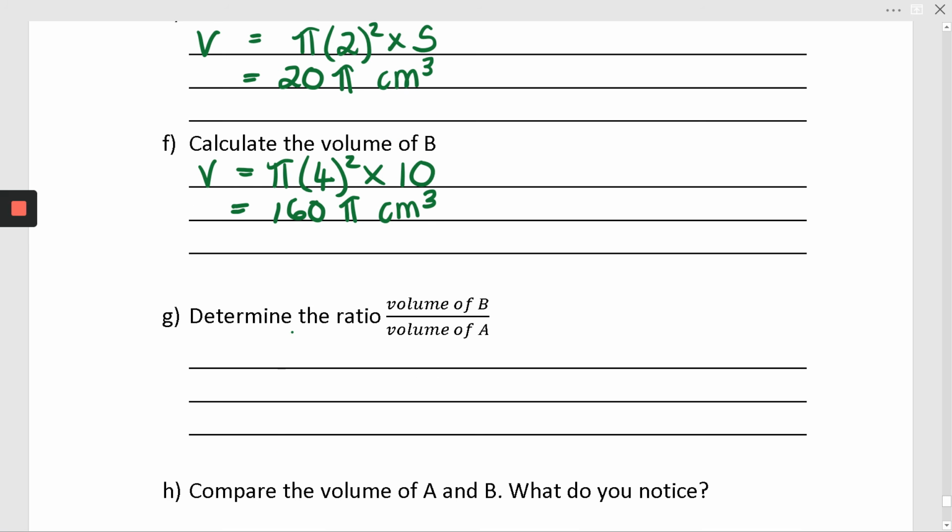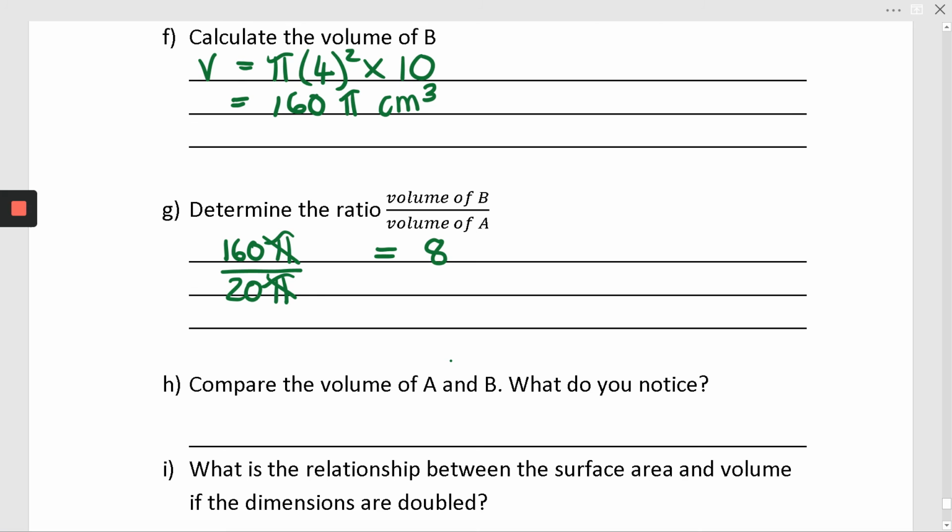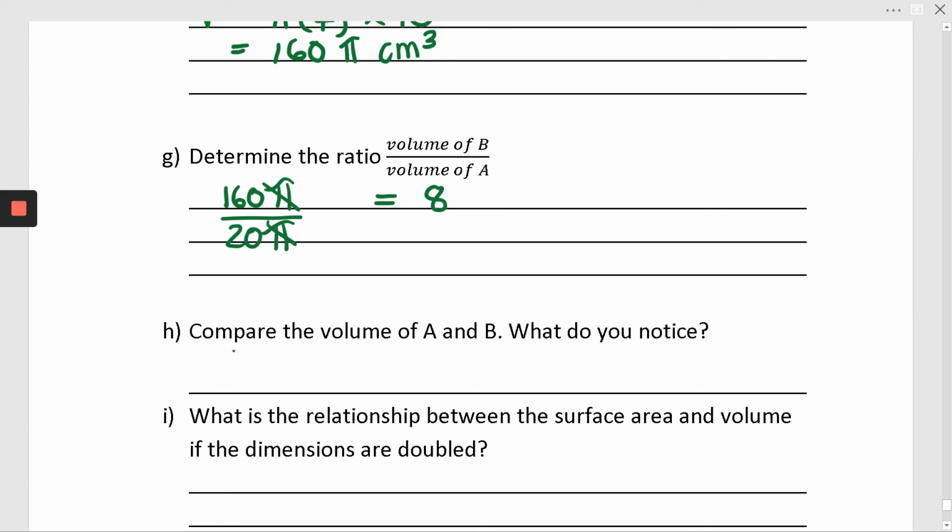Now if I do this ratio, look what happens. I end up with 160 pi over 20 pi. Those will cancel. Can you see the answer? 160 over 20, it's 8. So you double the measurements and you end up with something that is 8 times. That is so much bigger. So our comment here is I'm going to say that B's volume equals 8 times A's volume.